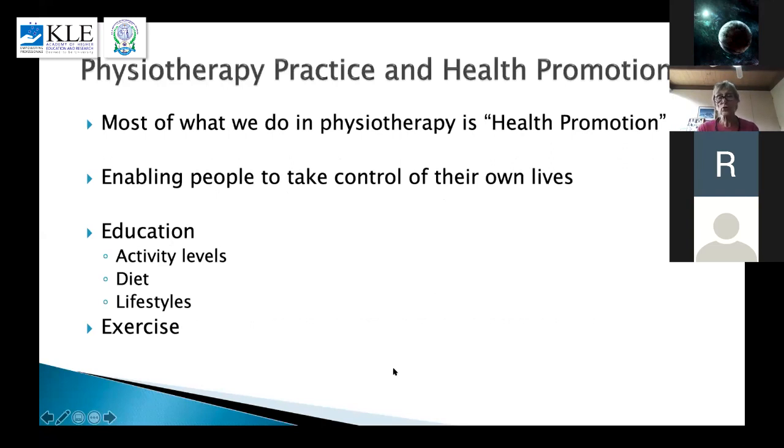So really, when we look at physiotherapy, it is about health promotion. That's what we do. Most of what we do is health promotion. We educate our patients, enabling them to take control of their own lives. And with the evidence that we've had more recently, not using so many passive things in our practice, such as electrotherapy, has changed, if you like, what we do in physiotherapy. And we'll look at some of these things.